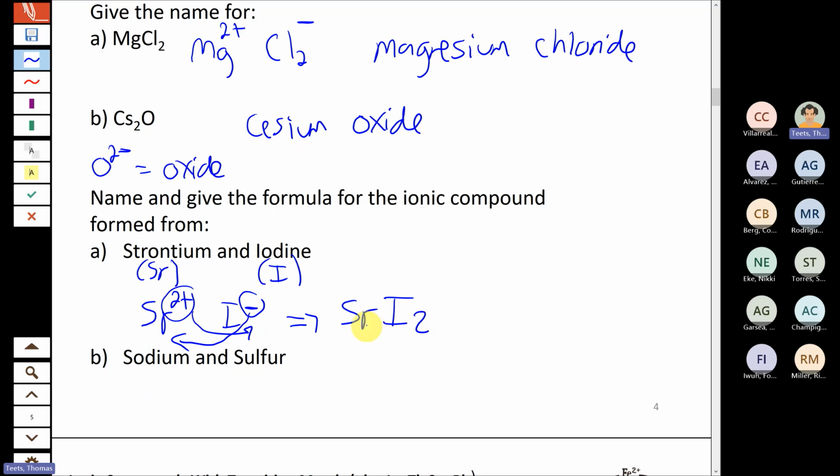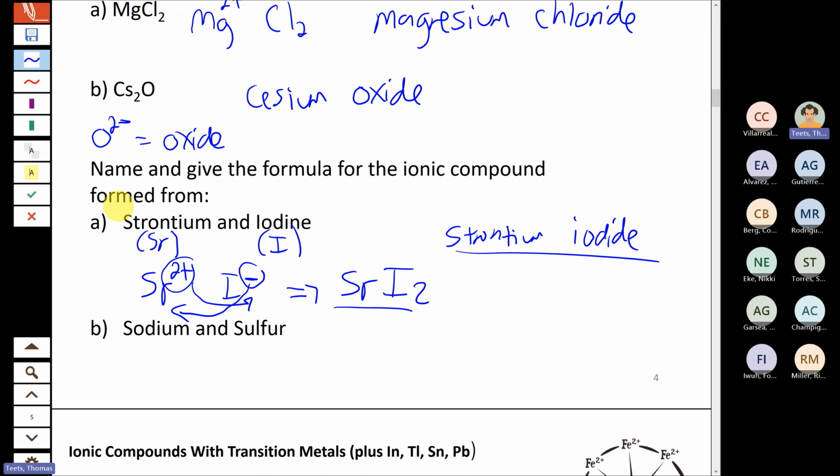But again, we don't need the formula to construct the name because it's just going to be the name of the metal plus the name of the nonmetal with an -ide ending. So that would just be the name. So formula, name. You don't even need to really know the formula to get the name in this case.